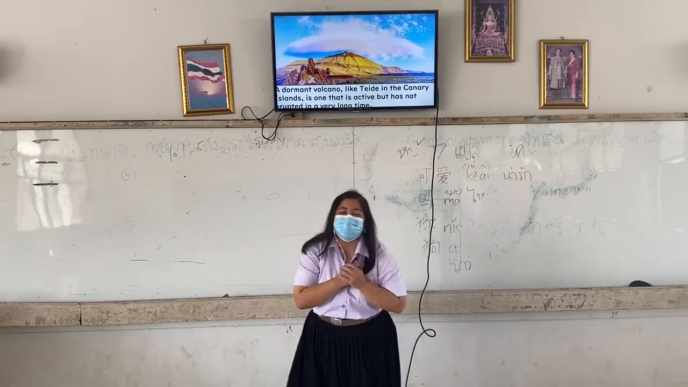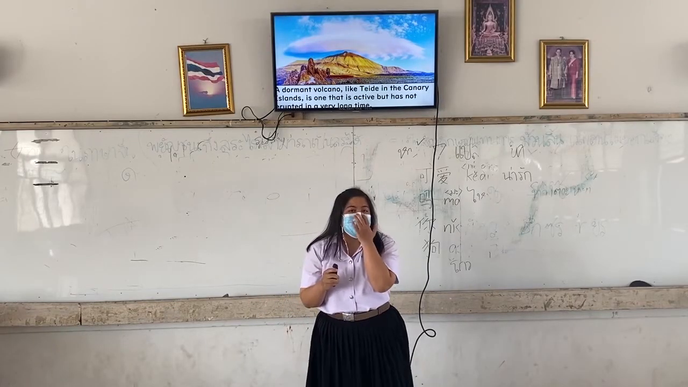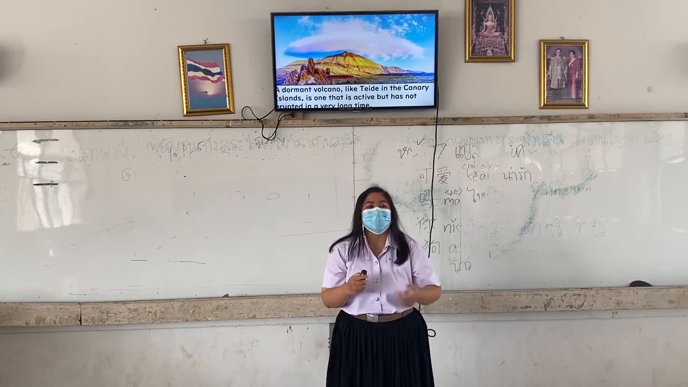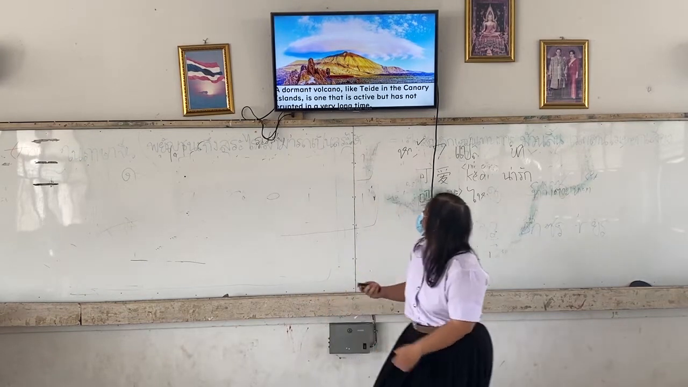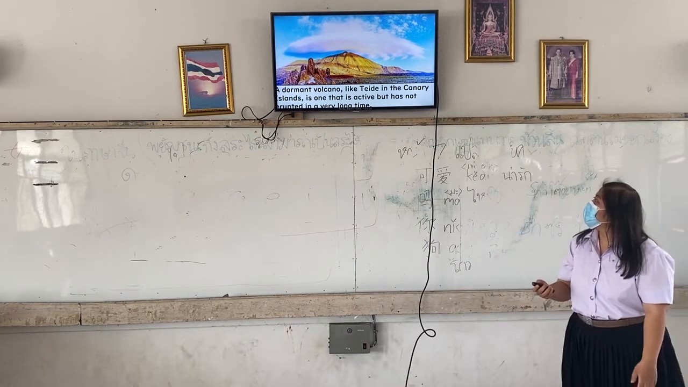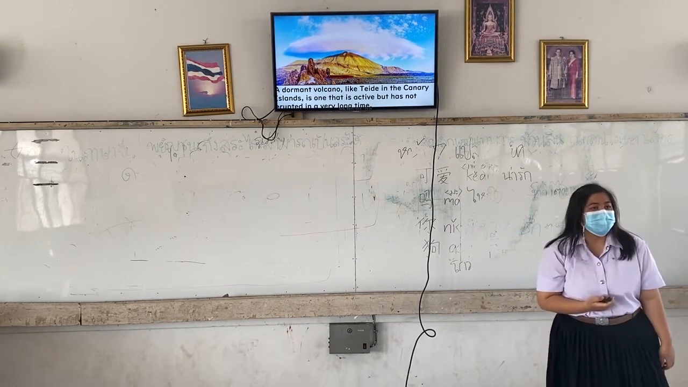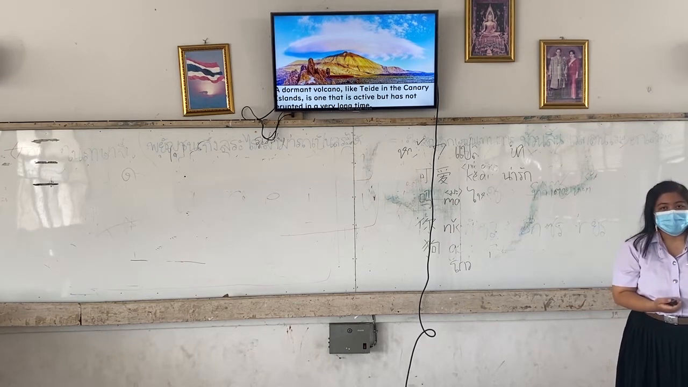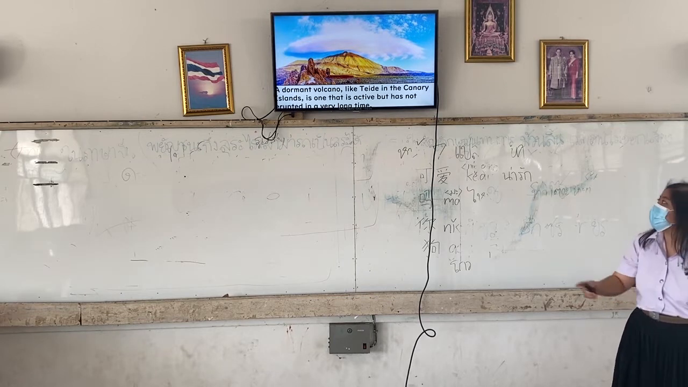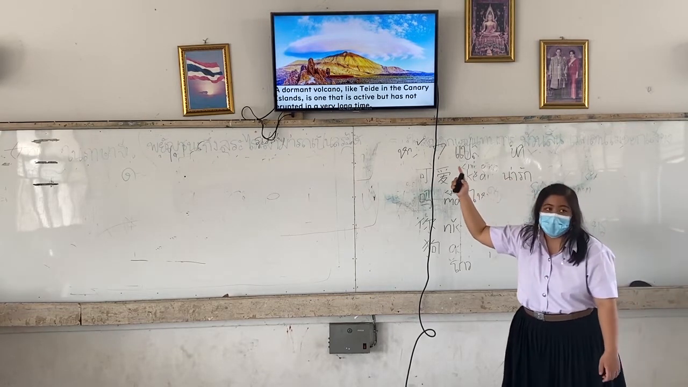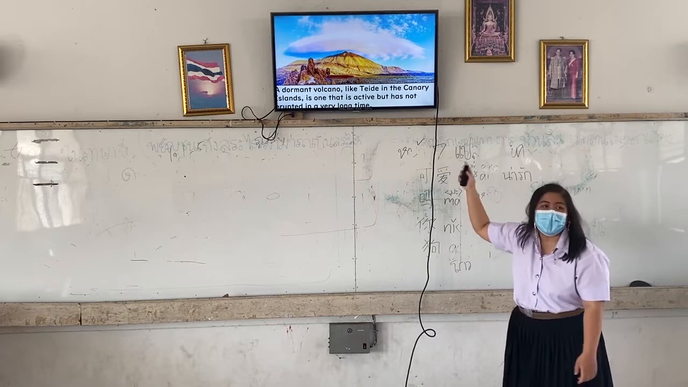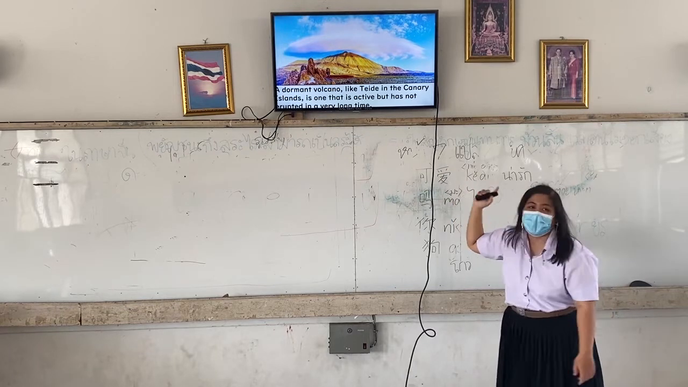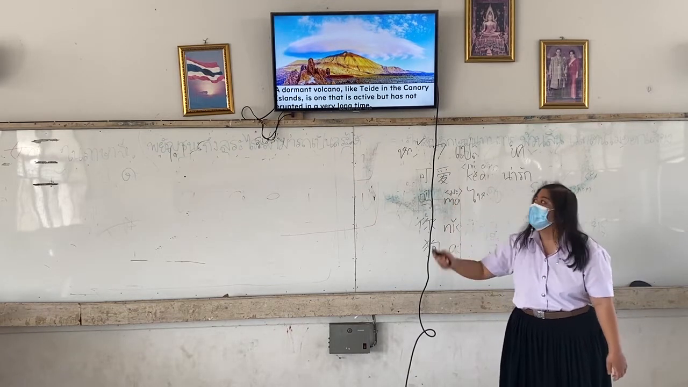Okay, everyone, let's check. What did you listen to in the jigsaw listening activity? Let's see. A dormant volcano, like Teide in the Canary Islands, is one that is active but has not erupted in a very long time. The first audio is about the dormant volcano. This volcano is active but has not erupted in a very long time.